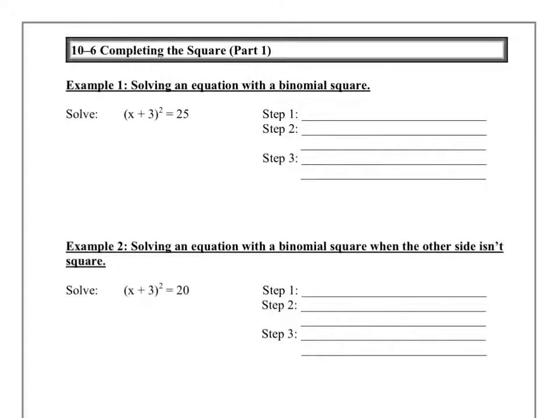Okay, so in this lesson, we're going to start off with solving an equation using a binomial square. This is part one of completing the square. Remember that binomials are two terms. So we have x plus 3 squared, which makes it a binomial. In order to solve this, I'm going to first take the square root of both sides.